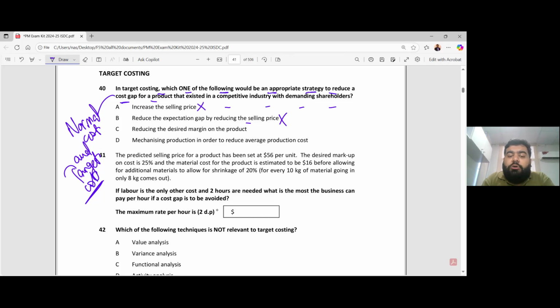Reducing the desired margin of the product? No. Again, no. You are not supposed to increase or decrease the required profit margin or selling price. You are required to reach the cost that is according to the target. D. Mechanizing production in order to reduce average production cost. Yes. Basically, use the mechanism through which you can reduce your average production cost, because this is the way you can reduce the cost gap. So D is the answer.